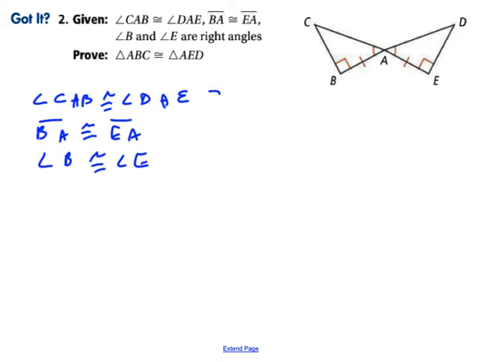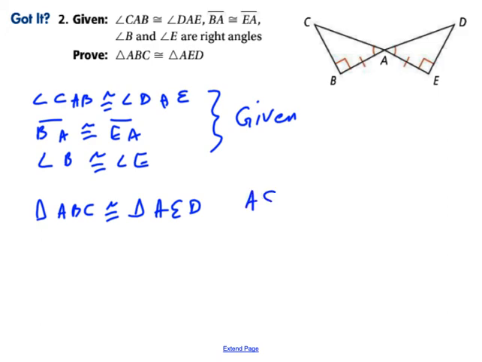And basically you could just say all of these are true because they're given. And if all of those are true, then we can just say right away triangle ABC is congruent to triangle AED, and that is by the angle, side, angle postulate. Pretty straightforward.